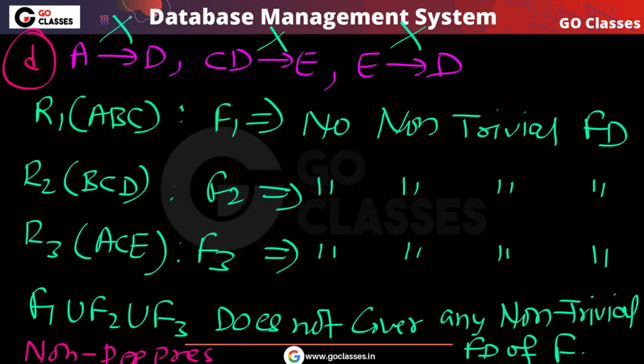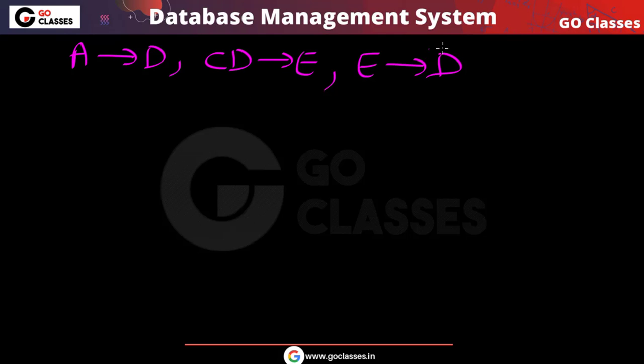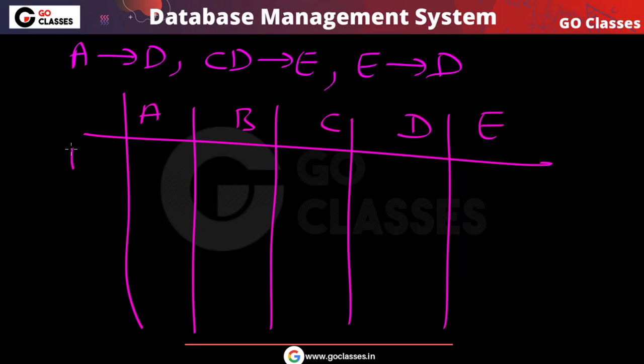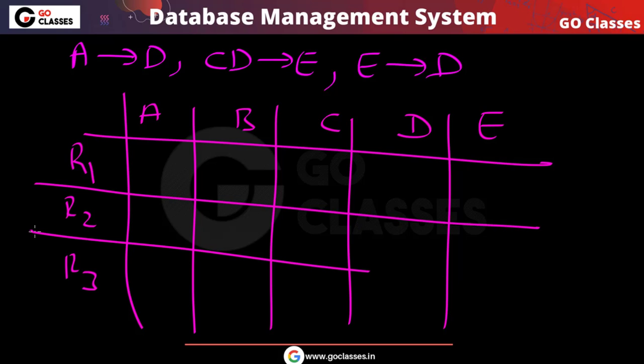Now let's see whether, with respect to this set of functional dependencies, our decomposition is lossless or not. Again, with the same method you will apply the chase algorithm on A, B, C, D, E. So just create a table, and in this table the columns correspond to the attributes and the rows correspond to the relations. Here this is ABC, so these entries you will put. This is BCD, so these entries you will put, and this is ACE, so these entries you will put.